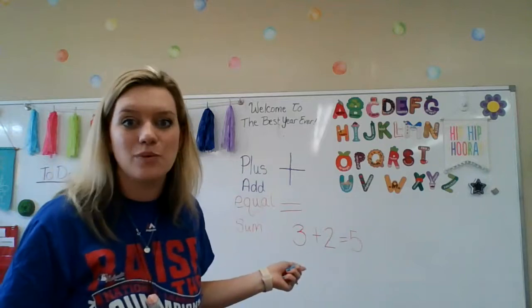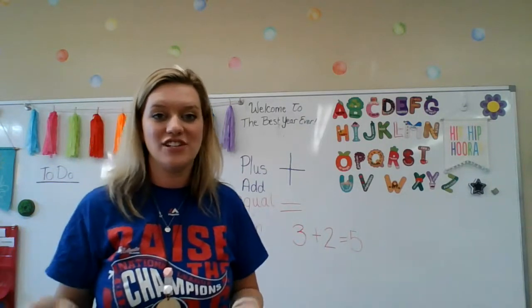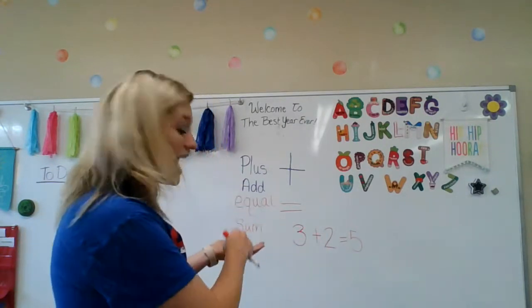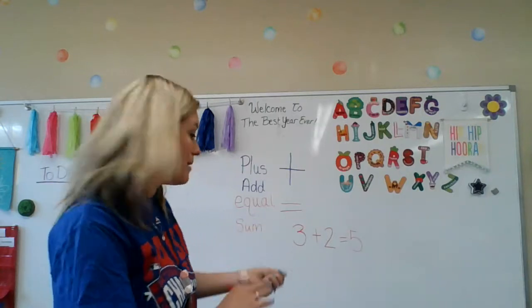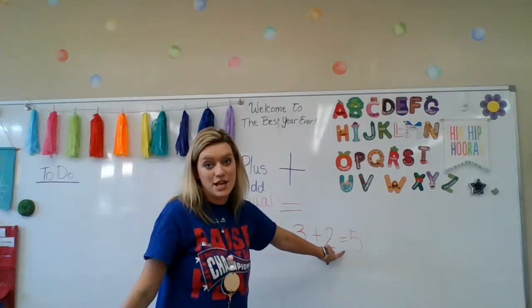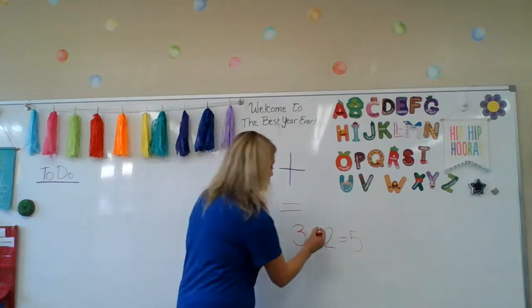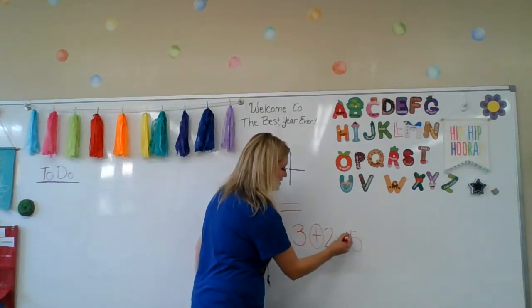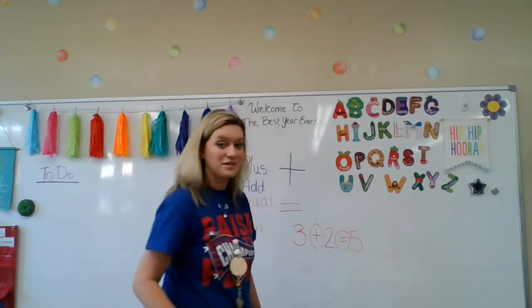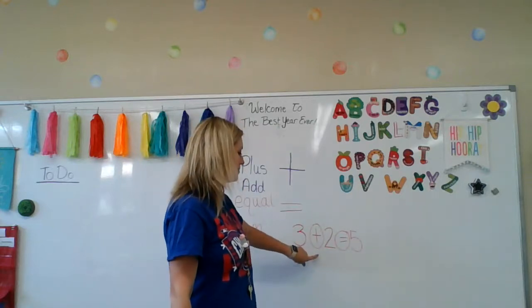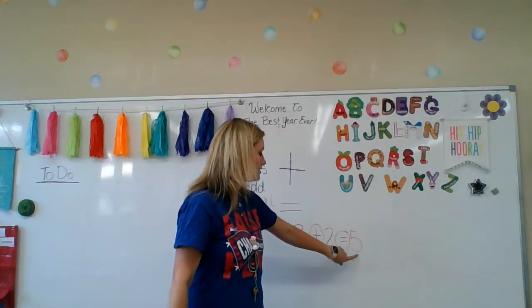So that is what an addition sentence is. An addition sentence writes out exactly the math problem that you did, but we use a plus sign and we use an equal sign to show it. I'm going to circle those so you can see it. There's my plus sign. There's my equal sign. So I did 3 plus 2 equals 5.